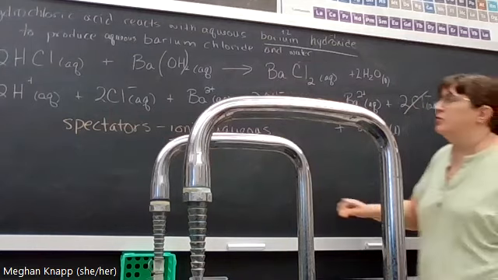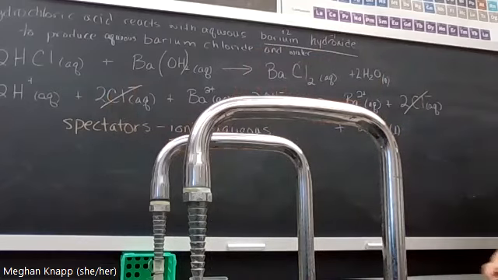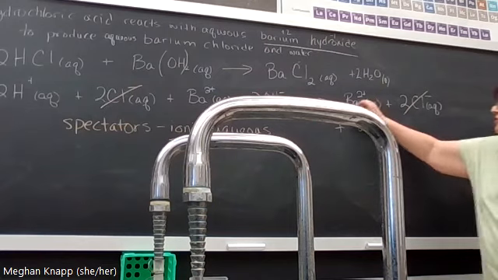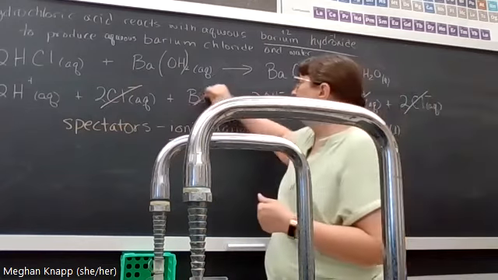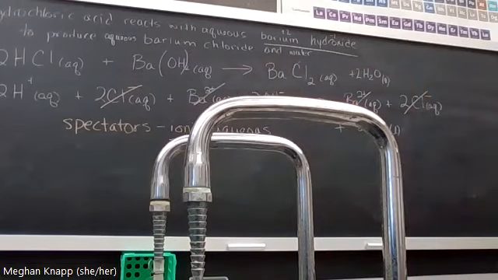So I'm going to draw a line through those. Because remember, they're not playing the game. They're just watching in the stands. And if that's a negative species, I should have a positive one that is also a spectator. There should be at least one of each. So what's my positive spectator? Barium. Cross that out. So that's what we call the total ionic.